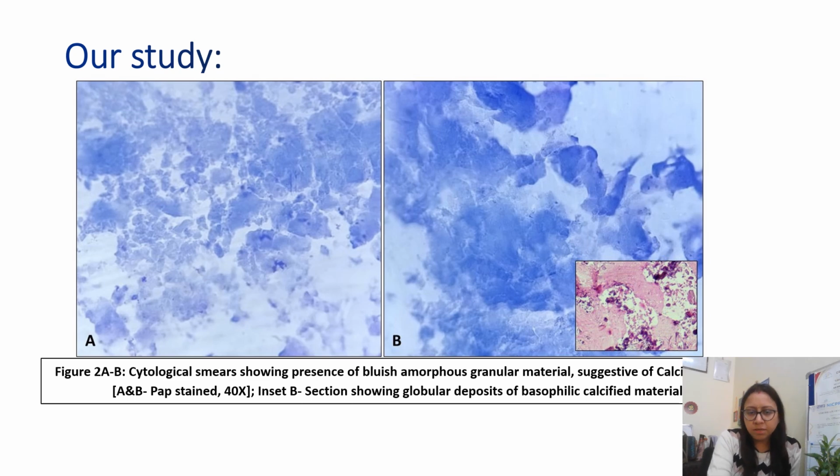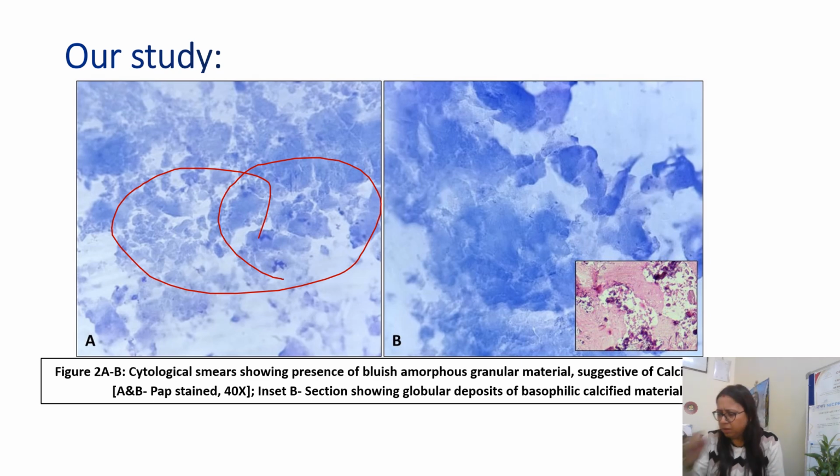What are you seeing in this? You see bluish amorphous granular material, which is suggestive of calcinosis, calcium material. And the sections A and B are showing the same. Here these are the cyto images, A and this is B. This is 20x, this is 40x, an enlarged view. You are seeing this amorphous granular material. And we did a biopsy; in one case we got a biopsy.